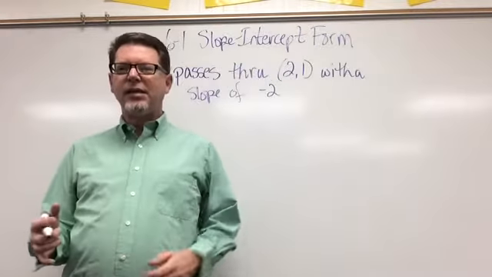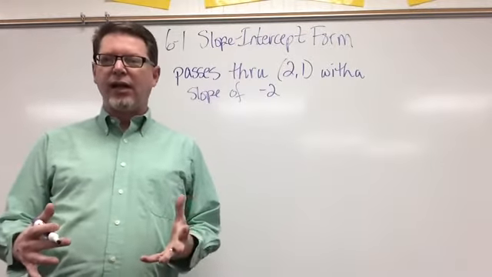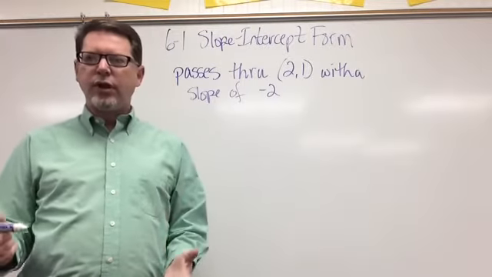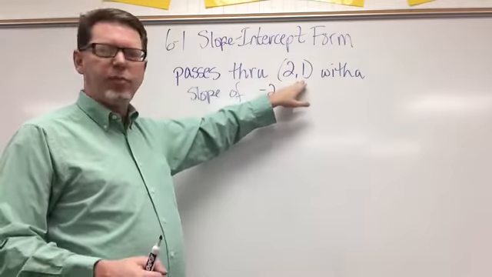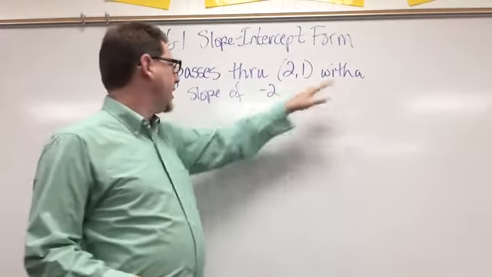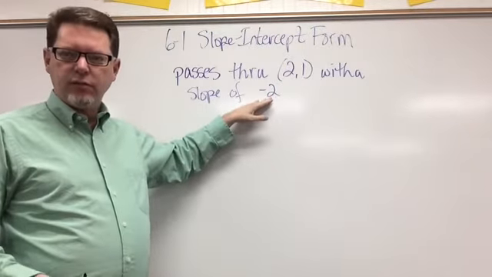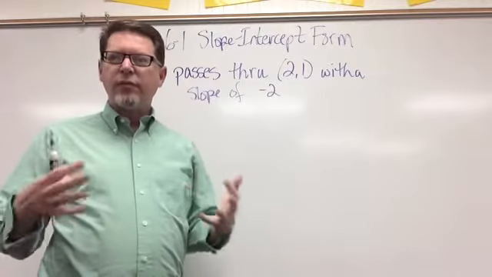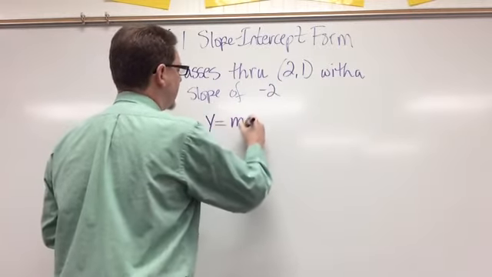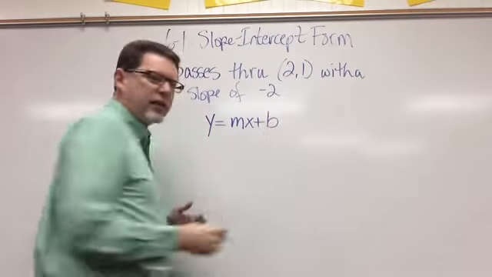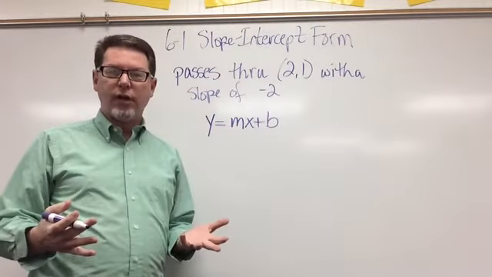Now sometimes they give us some information about the line and they want us to come up with the equation for it. So in this case, they tell me that the line passes through the point (2, 1) and has a slope of negative 2. Okay? So that's some information that I can use. I know my equation is going to end up as y equals mx plus b. And let's fill in what we know to this equation.